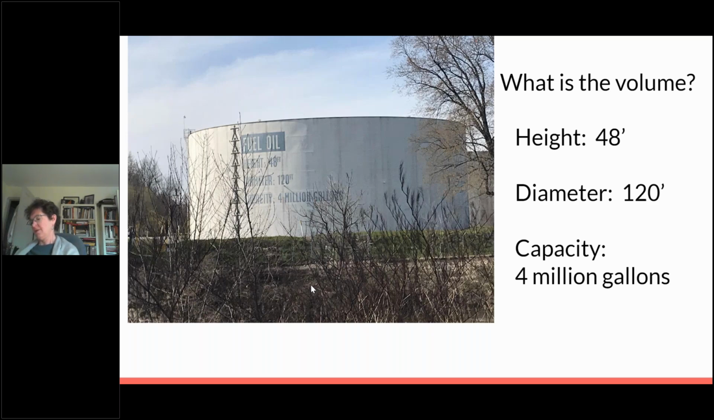Okay. Let's see here. We get 60 squared, which is what? Radius squared. Yeah, your 60 squared. What answer did you get for that? 3,600. Beautiful. So now we have pi times 3,600 times 48. What do you think we should do next?